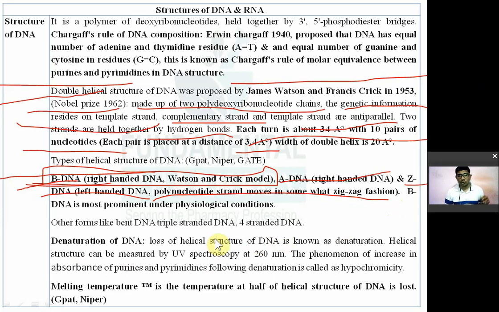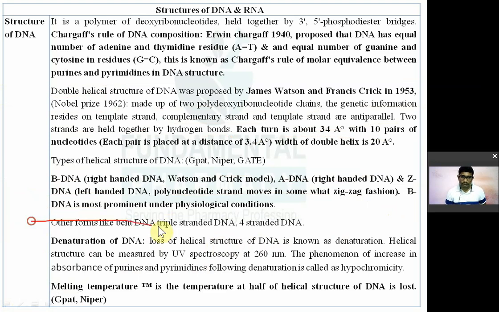That's why Z DNA. Amongst these DNA, B DNA, A DNA, Z DNA, इनमें से सबसे फिजियोलॉजिकली कौन सा कॉमन होता है? So B DNA is the most prominent under physiological condition. सबसे ज्यादा कौन सा DNA पाया जाता है? B DNA. याद रखो. Then there are other forms of DNA like bent DNA, then triple stranded DNA, 4 stranded DNA. पता है ना? जैसे 2 stranded DNA is the most common. उसके बाद ये भी होते हैं जैसे triple stranded DNA, 4 stranded DNA. तो आपको डिटेल में जाने की जरूरत नहीं.